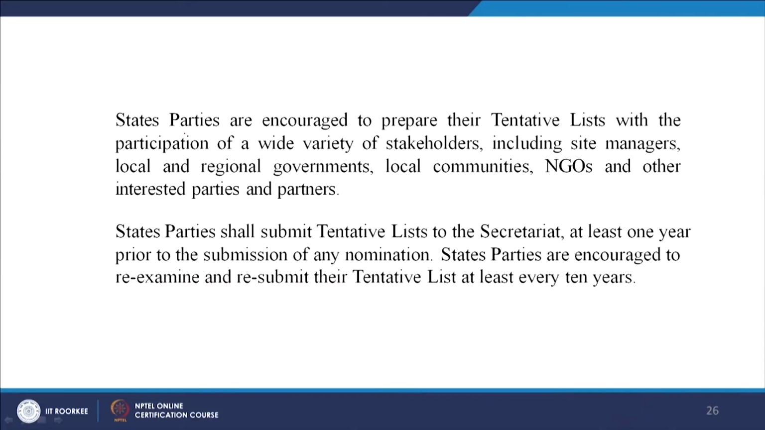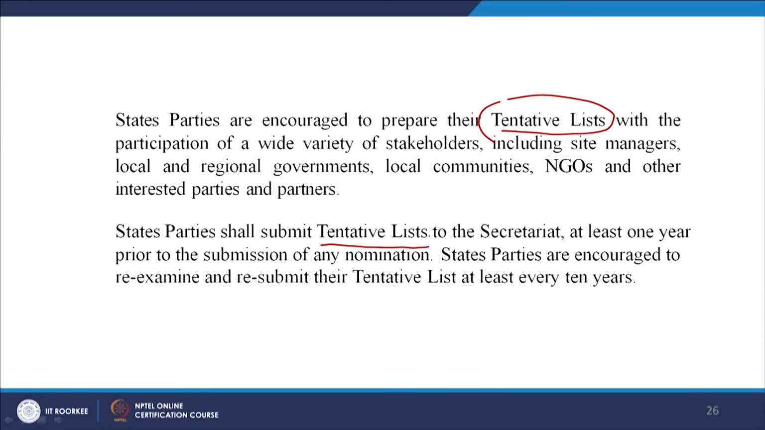Now the procedure: basically the state parties are encouraged to prepare the tentative list with the participation of a wide variety of stakeholders. It could be organizations, communities, curators, archaeological bodies, governmental and non-governmental agencies, including the site managers of local and regional governments, and local communities. They do a lot of surveys and document certain evidence, and they submit the tentative list. These are the properties which could be nominated, submitted to the secretariat at least 1 year prior to the submission of any nomination.